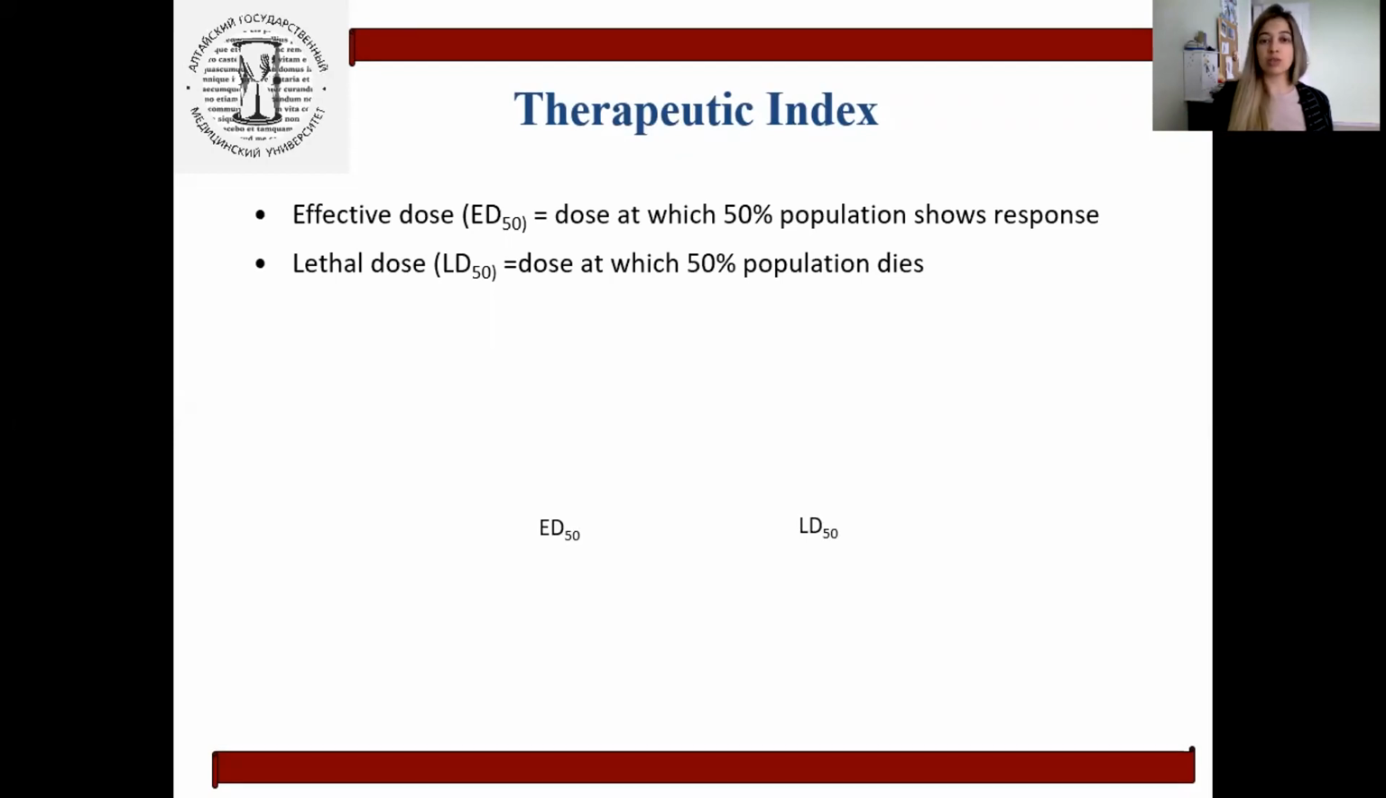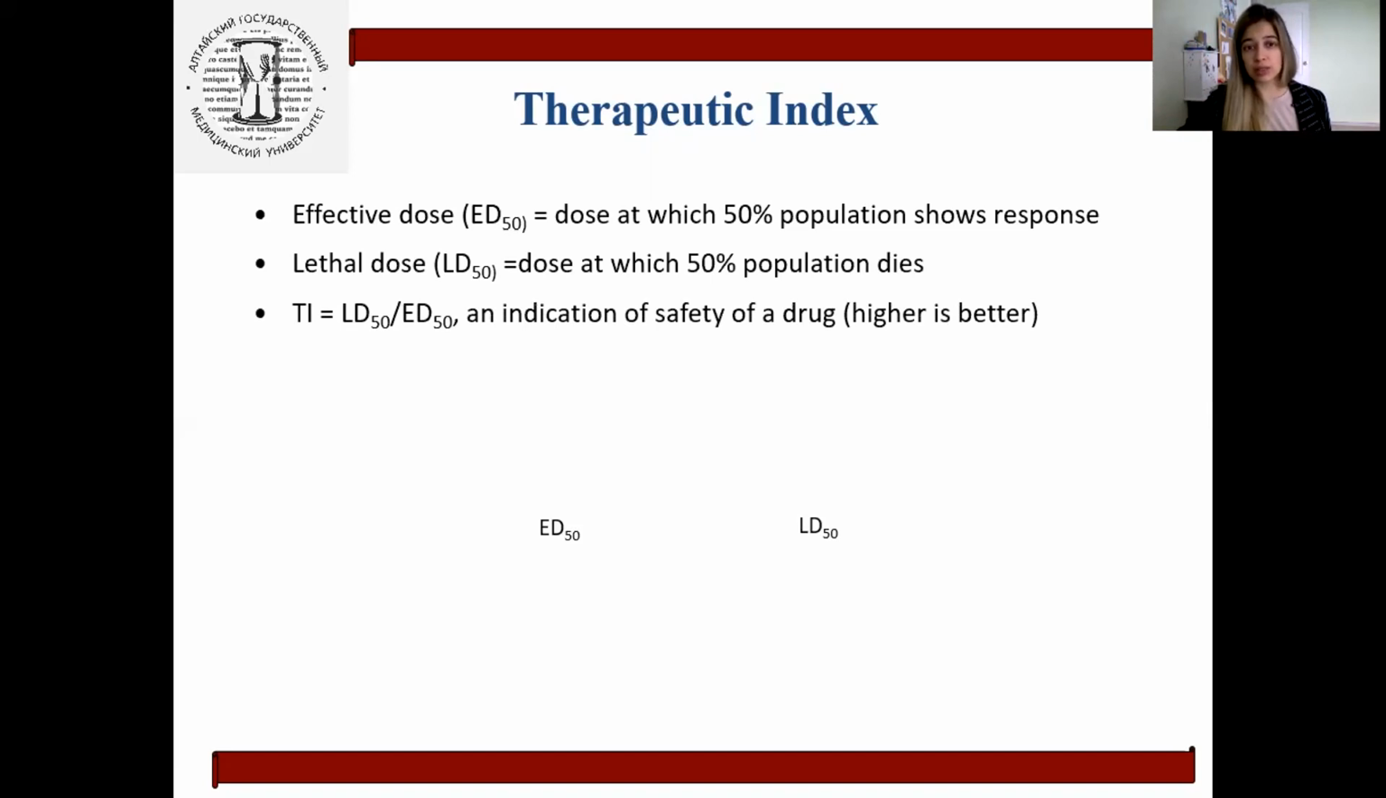Lethal dose means a dose at which 50% of the population dies. So if we, for example, overdose 10 times and give 5 grams of paracetamol, then maybe 50% of the population will die. So this is the lethal dose. It is only an example, guys. It is not the true numbers.